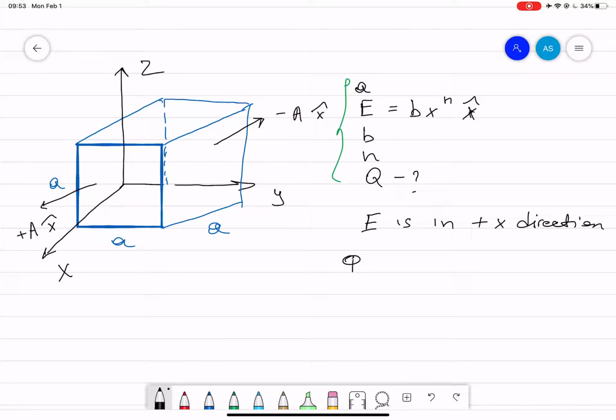Now it says that the electric field is directed in the positive x direction. If it's directed in the positive x direction, then the electric flux can be calculated only on the front side and also on the back side. The rest of the faces will not contribute to electric flux because the angle between them is 90 degrees. So how can we find it then?